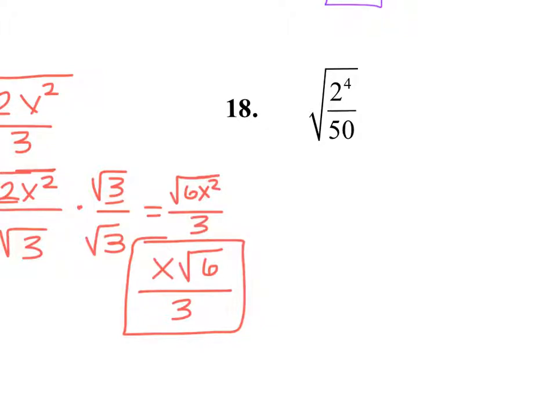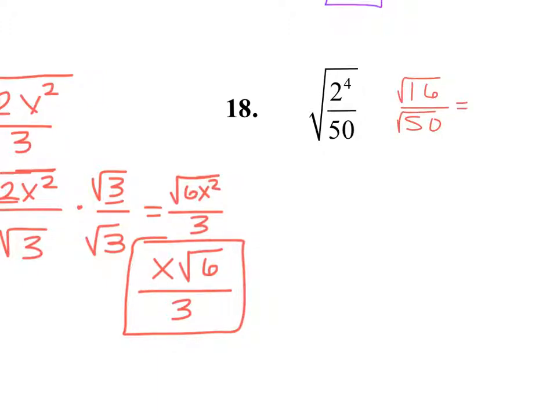This one, there's a couple ways you could do this one. What's the easiest option? Can you do 2 to the 4th power and then square root both? Yeah, you can. So 2 to the 4th power is what? 16. So you could do 16 over 50 and square root both.